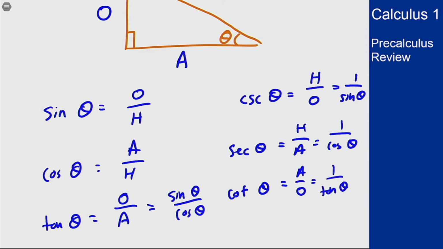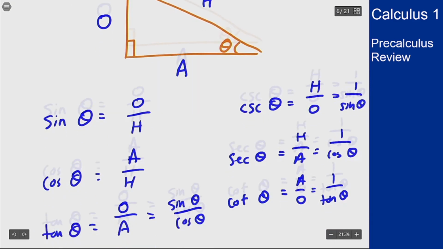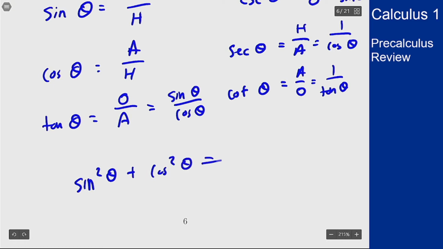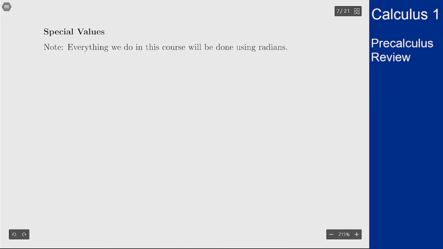There are a lot of identities based around these functions, and we'll talk about them more later. But the main one to think of right off the bat from the triangle definition is the Pythagorean identity, or the fact that sine squared theta plus cosine squared theta equals 1 for all theta. It doesn't matter what you put in there, that's always going to come out to 1 if you have sine squared of a thing plus cosine squared of the same thing. That always equals 1.